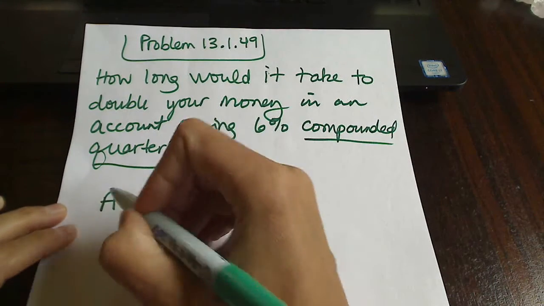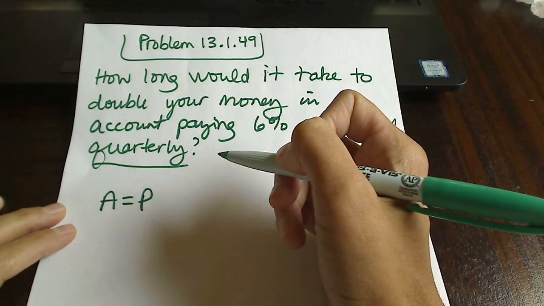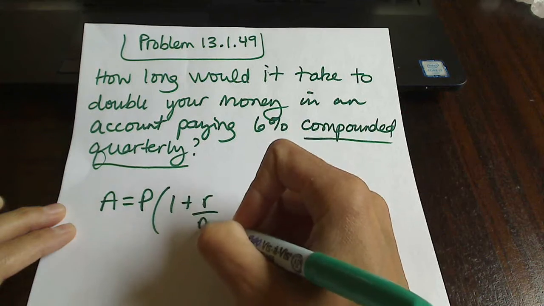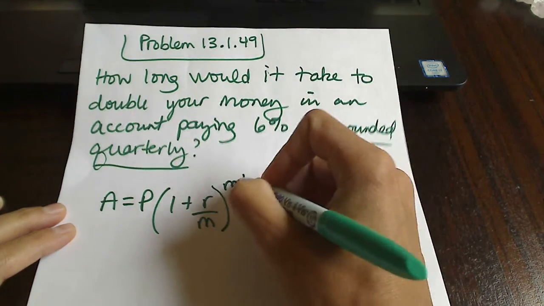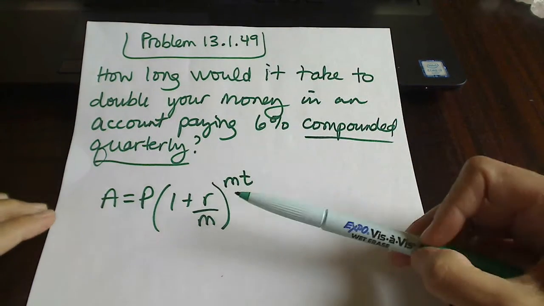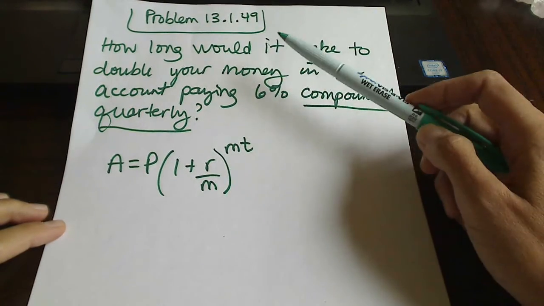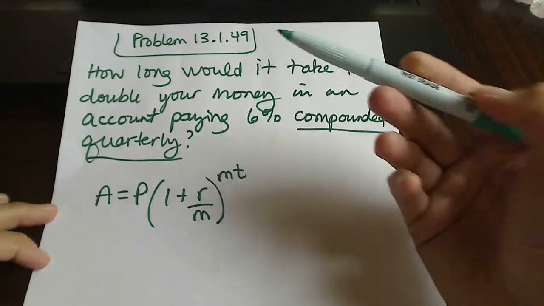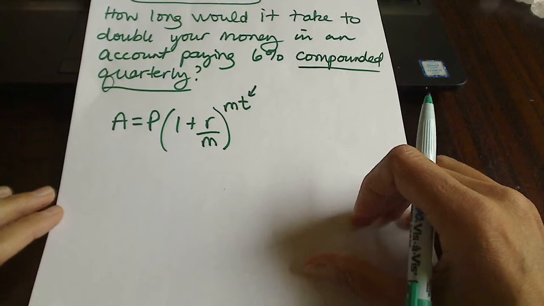It's the amount, that's the future value amount, equal to our principal, or in other words, present value amount, times 1 plus our interest rate divided by our number of compoundings per year, raised to the product of the number of compoundings times the time. Okay, so they're asking us here, how long would it take to double your money? And so that's actually a time. So we're trying to find time here.